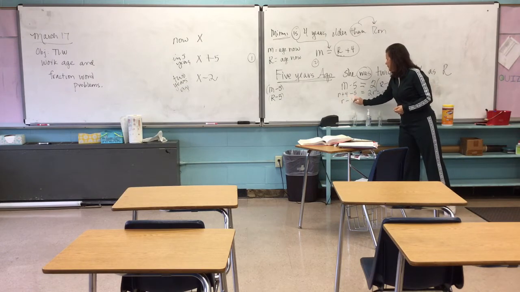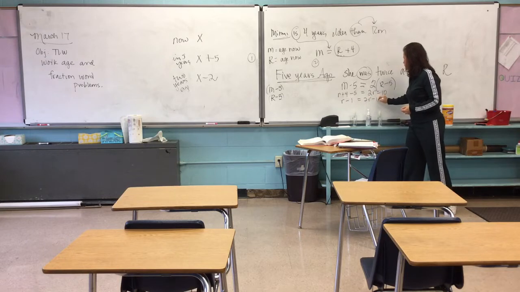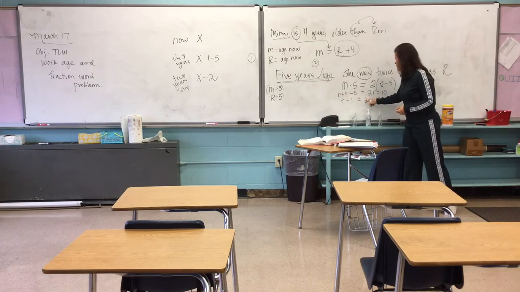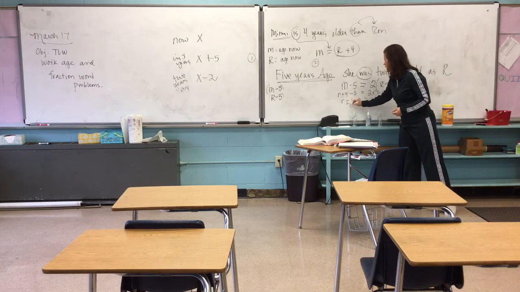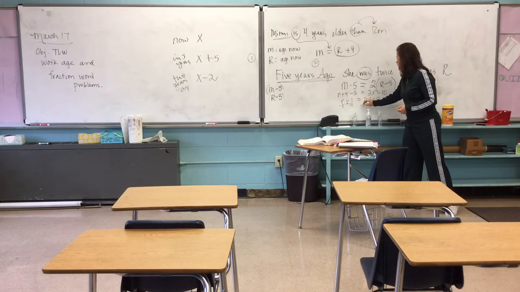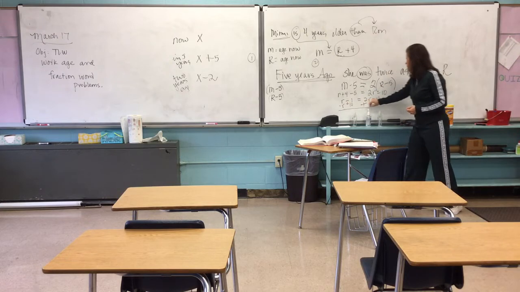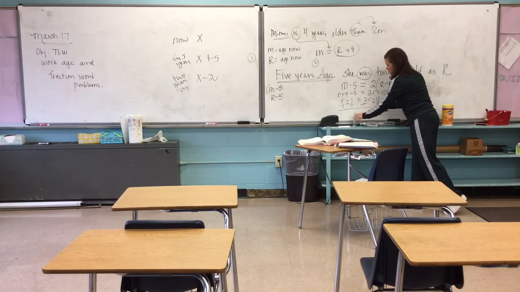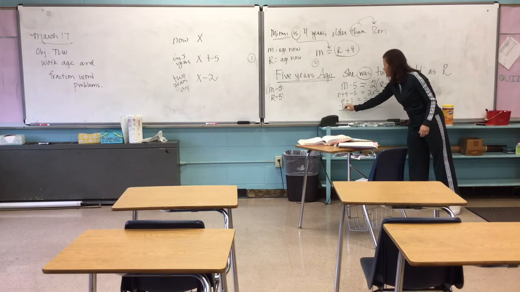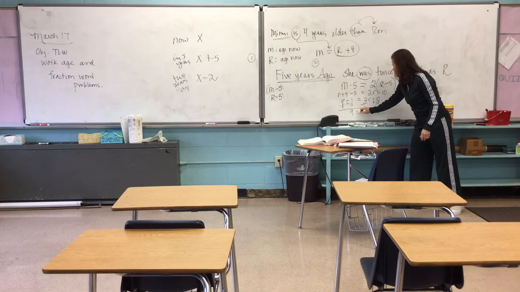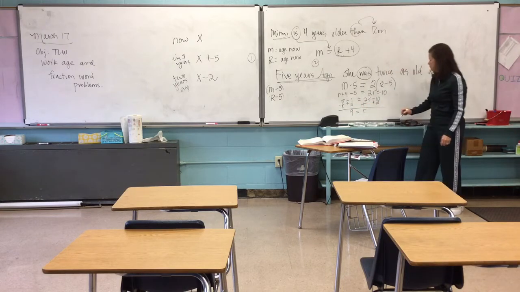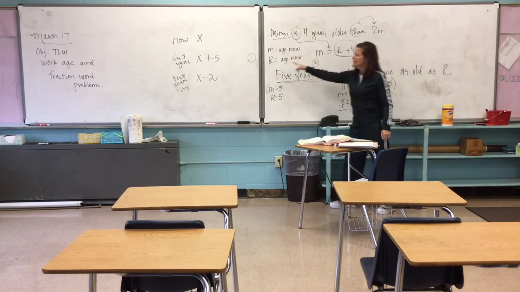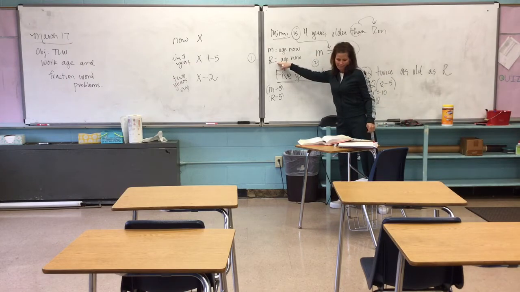Let me clean this up a little bit. I'm going to move my R over here. I'm going to move my 10 over here. So I'm going to add 10 to both sides. Subtract R on both sides. Sorry, our Purell is in the way. So this gives me 9 equals R. So that means his age right now is 9.